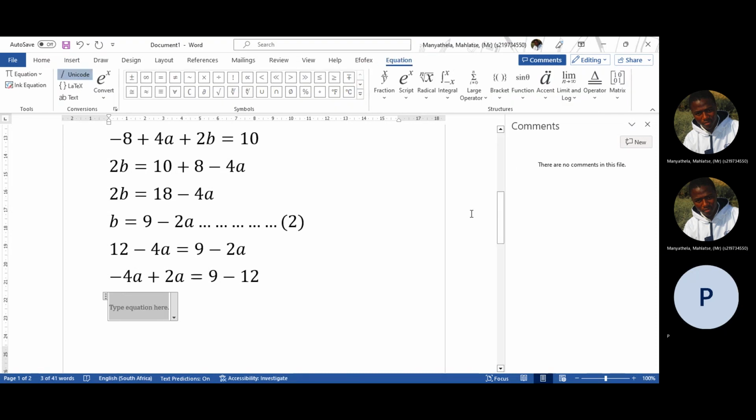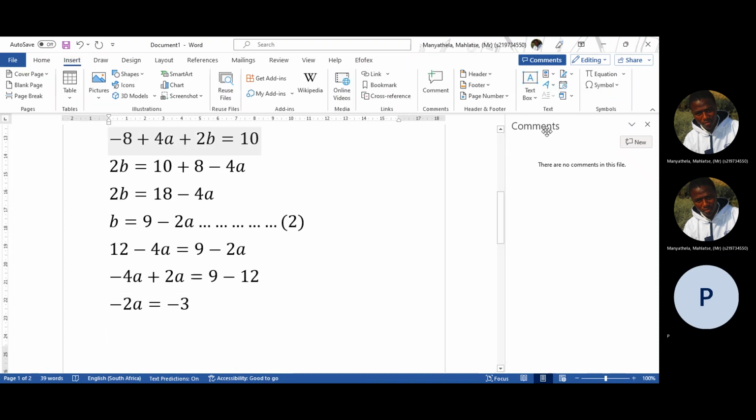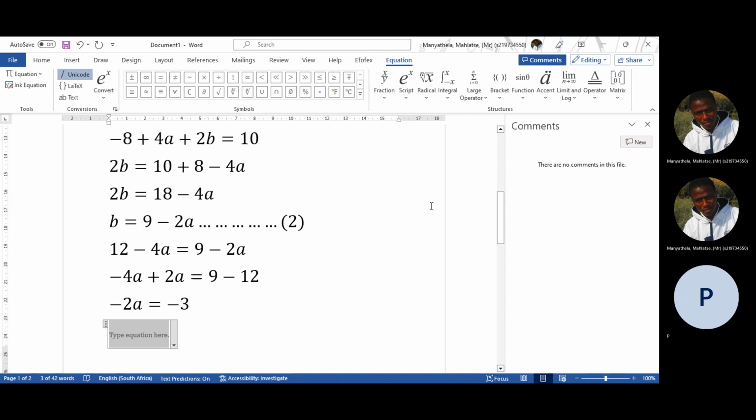Minus 4 plus 2 is minus 2. So minus 2a equals 9 minus 12, which is minus 3. So let's divide both sides by minus 2 so that we can be left with a. We're going to divide both sides by negative 2.